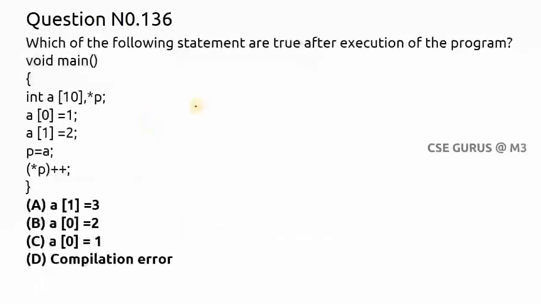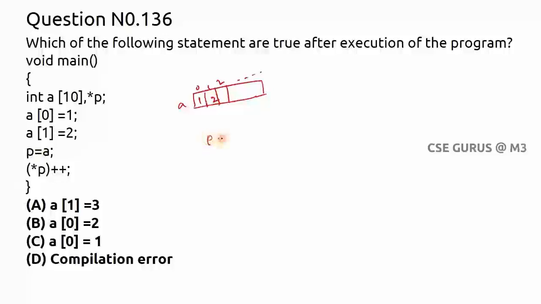Coming to question number 136. Which of the following statements are true after execution of this program? First we'll see int a of 10, and a pointer p is given. So first, of course, it is an array of 10 elements, with indices 0, 1, 2 like this. a of 0 is equals to 1 is given, and a of 1 is equals to 2 is given. Now p is equals to a.